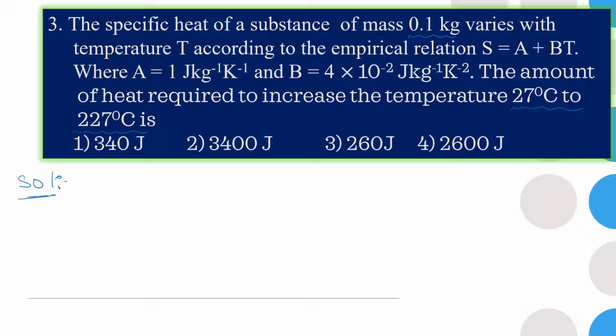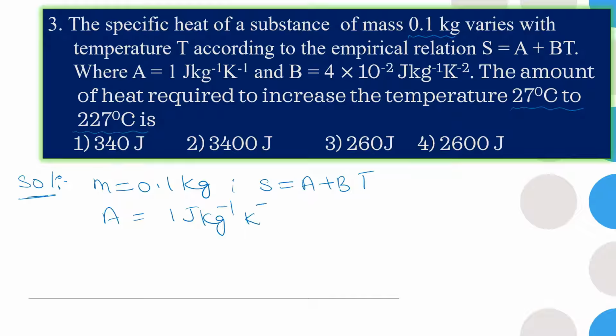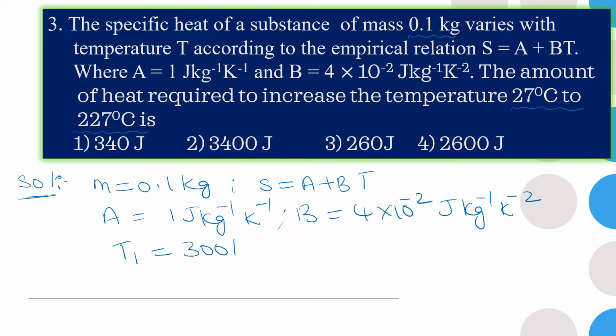Given mass of the substance m is equal to 0.1 kilogram and the empirical relation they given as S is equal to A plus BT. A is equal to 1 joule kilogram inverse Kelvin inverse and B is equal to 4 into 10 to the power of minus 2 joule kilogram inverse Kelvin to the power of minus 2, and T1 is 27 degrees centigrade, converting into Kelvin by adding 273. So 27 plus 273 is 300 Kelvin.